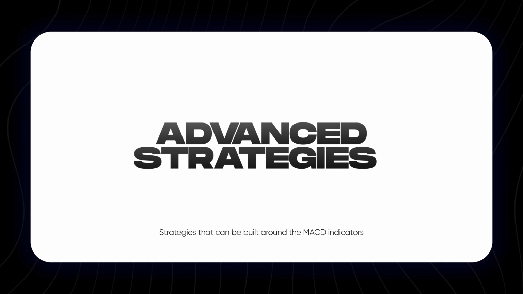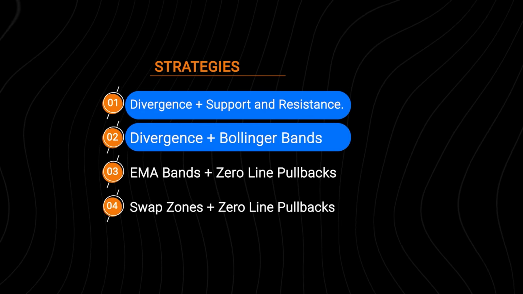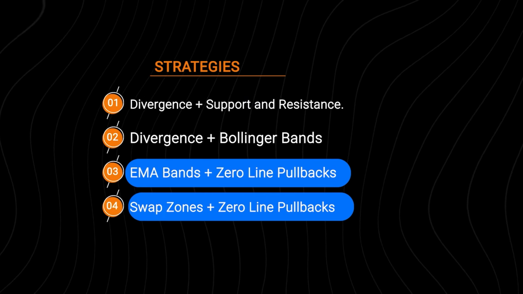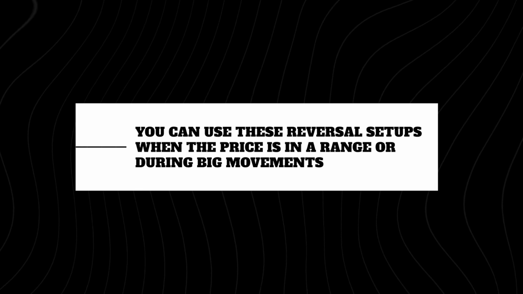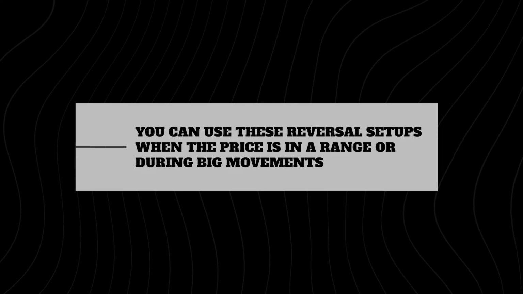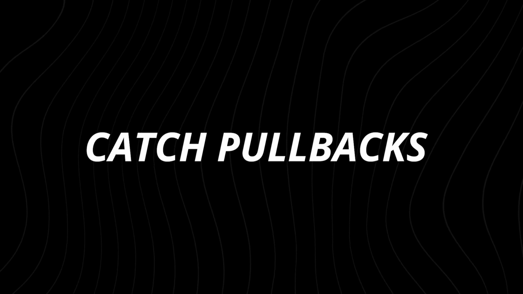Now, let's talk about the strategies that can be built around the MACD indicators. The first 2 methods are reversal setups, but the last 2 are trend-following ones. These 4 tactics will help you trade under any market conditions. You can use these reversal setups when the price is in a range or during big movements. The following tactics will help you catch pullbacks.